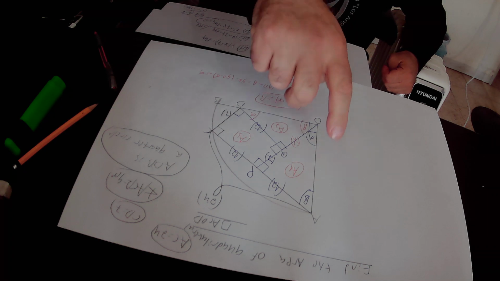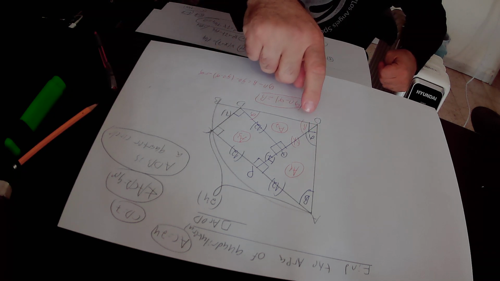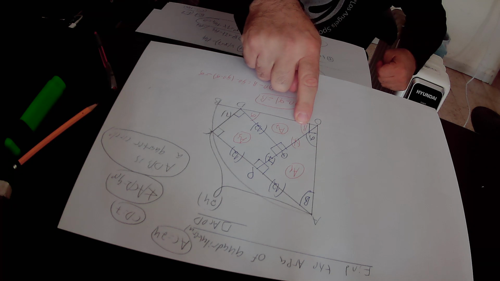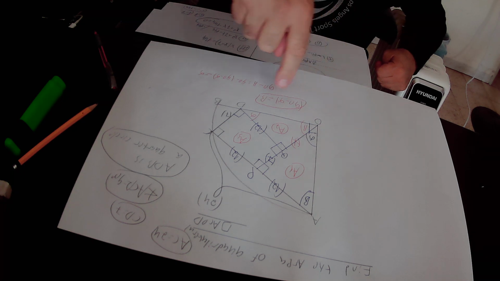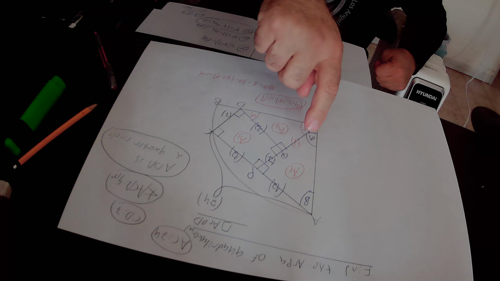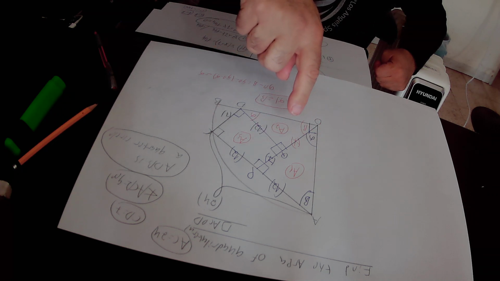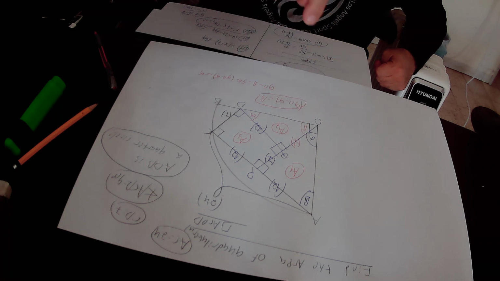We know that angle AOB equals 90 degrees in total, and this angle equals beta. Therefore, the missing angle must be equal to 90 degrees minus beta. This is the missing angle, angle AOP. The missing angle AOP must be equal to 90 degrees minus beta.